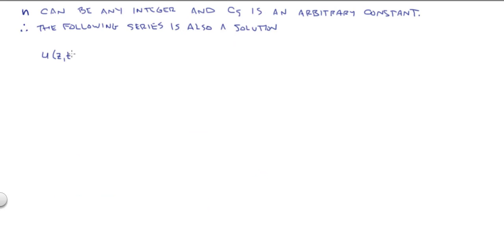Now we're going to do a simplification here. N can be any integer, and c5 is an arbitrary constant. Therefore, we can take the solution and represent it as an infinite series. So I'm going to do that for reasons that will become apparent shortly, but we can write the expression now.